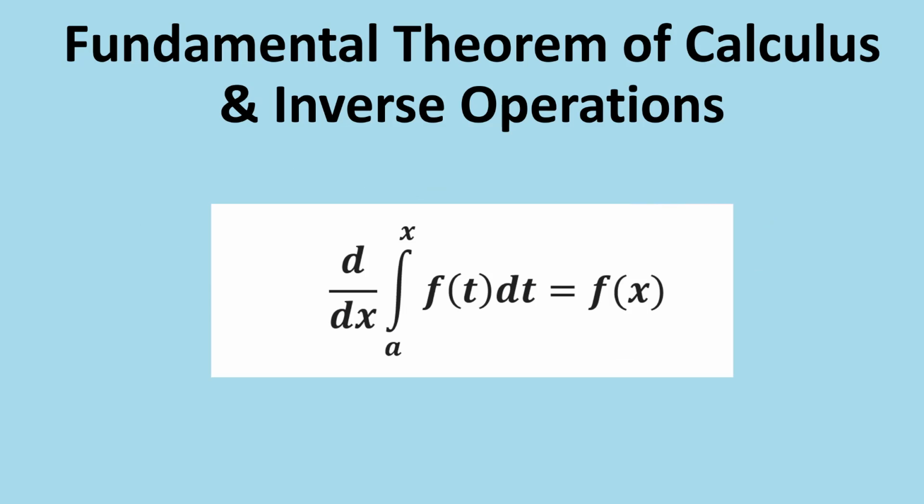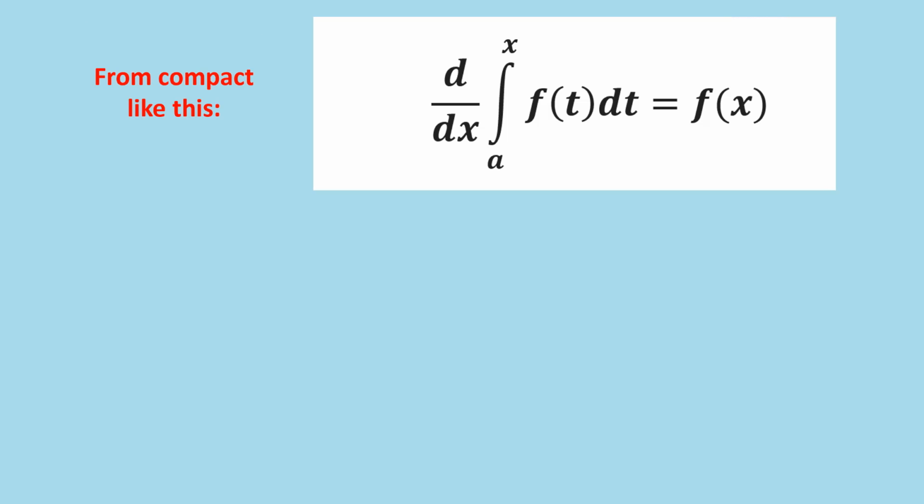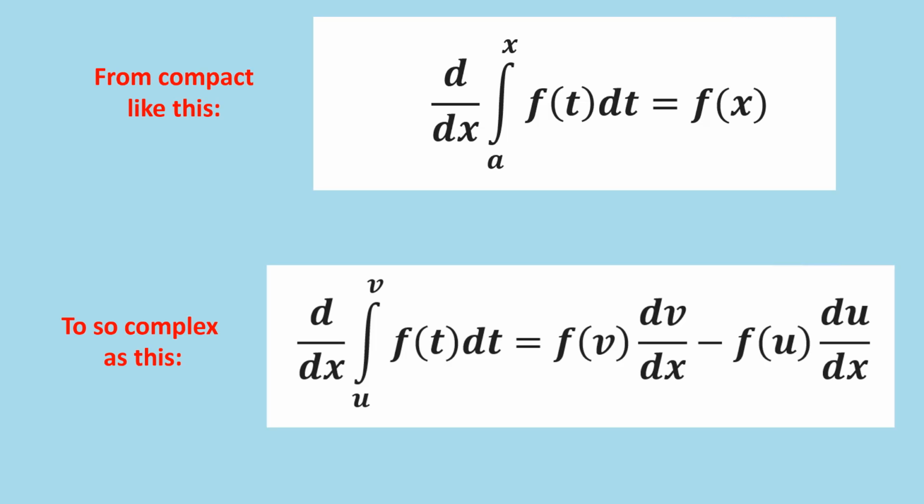Differentiation and integration are the two main branches of calculus, and they are inverse operations. There are many good explanations and visualizations on YouTube as to why the derivative of the integral shown here is the integrand with the upper limit plugged in. Essentially, this says if you integrate f, then differentiate the result, you get back to the original function f. These operations cancel each other out. They undo each other. But how can we start with something so compact as this and end up with something so much more complex just by changing the limits of integration?